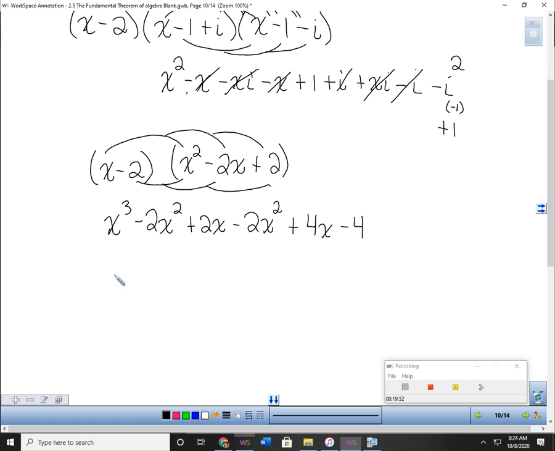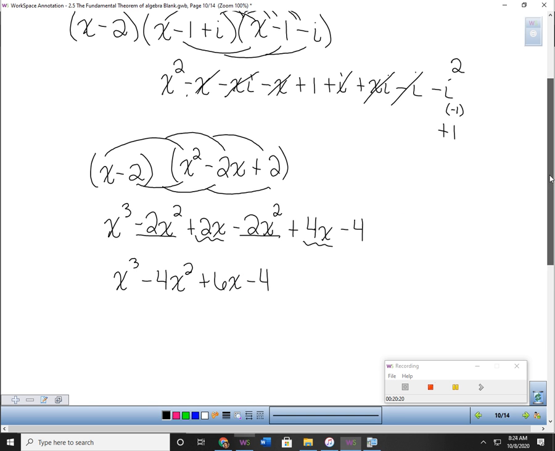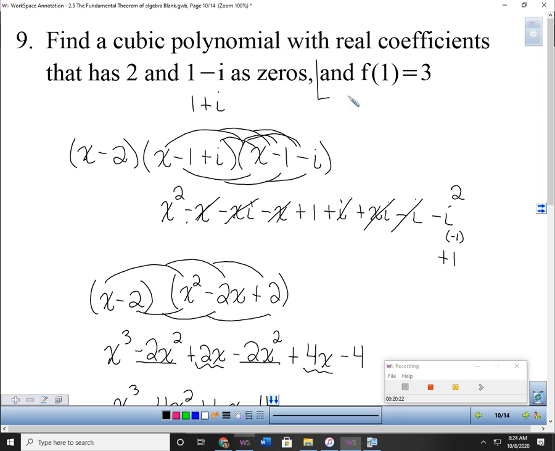Then you're going to combine like terms, so you have an x cubed. You have a negative 2x squared and a negative 2x squared. That gives you a negative 4x squared. A 2x and a 4x, that's going to give you 6x, and then you have minus 4. So if I was just writing the equation, then I would be good to go, right? I'd be done. But they gave me another stipulation.